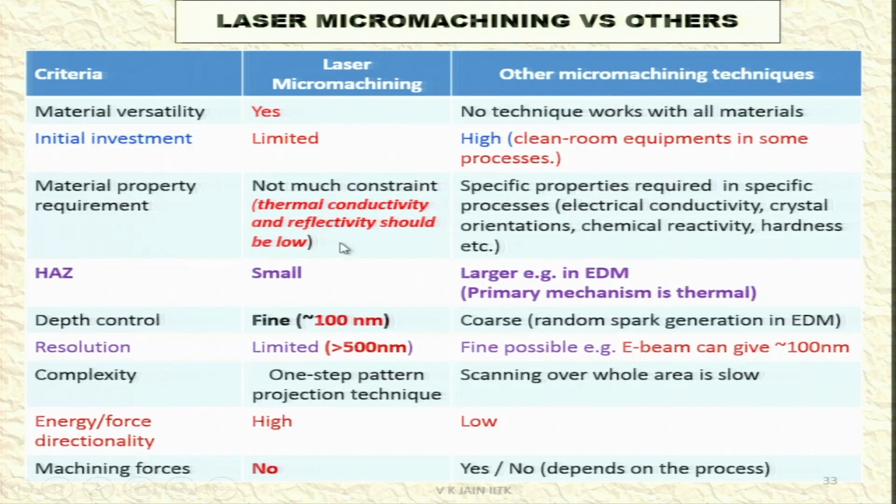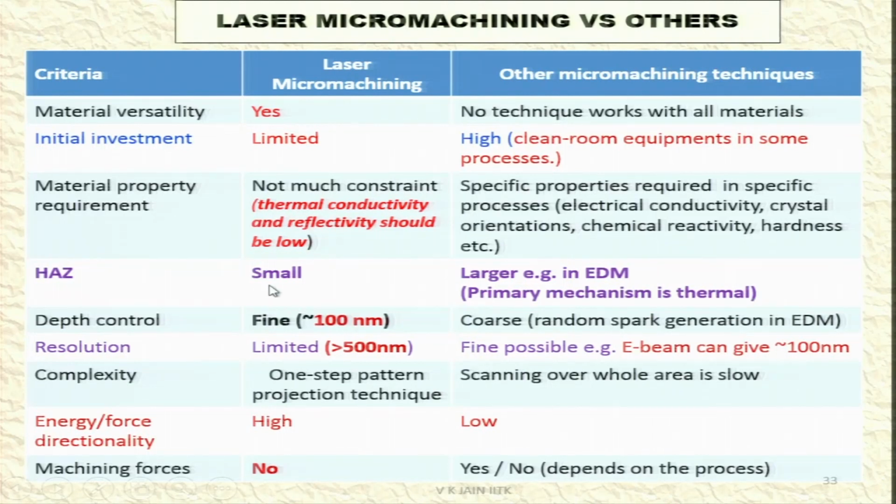Thermal conductivity and reflectivity should be low. This is a very important point, because certain materials cannot be machined by laser. So thermal conductivity and reflectivity, these two are the main considerations while selecting laser beam micromachining for the given material. Specific properties are required in specific processes, like electrical conductivity in EDM, ECM, crystal orientation, chemical reactivity in chemical machining, and so on.